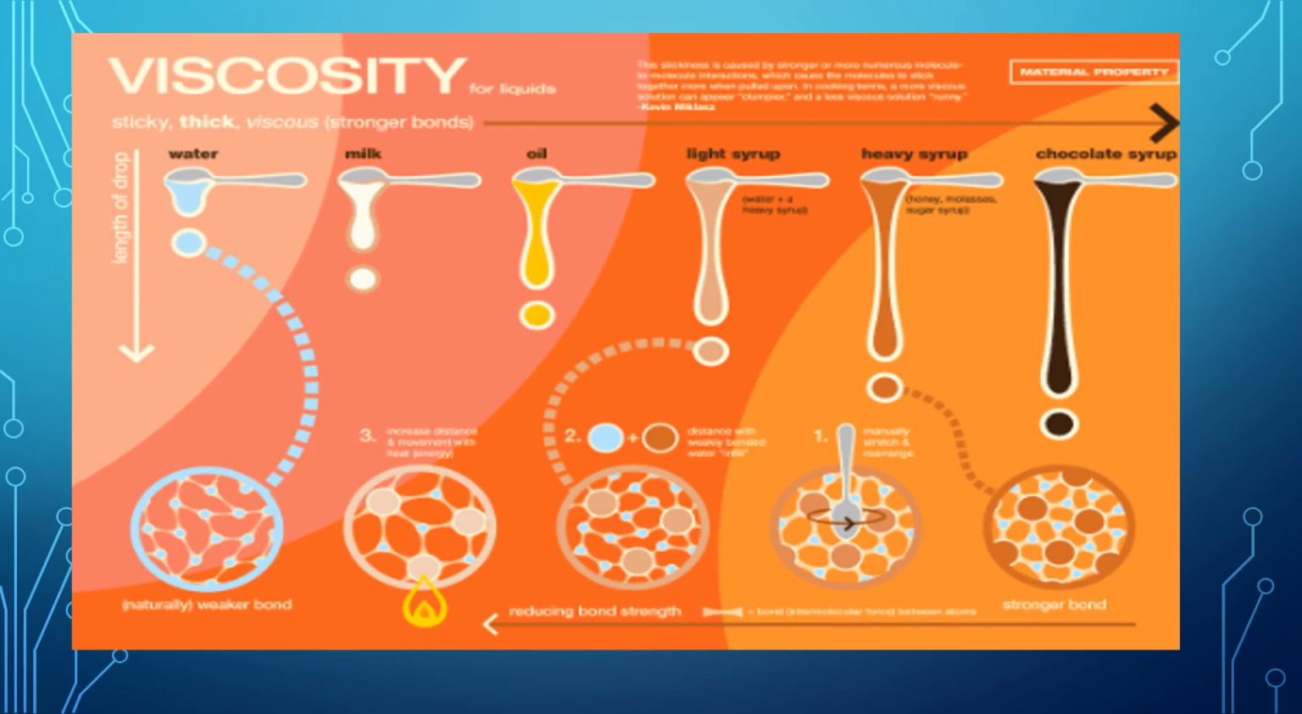So in your module, I have given you a copy of this picture where you can see the viscosity of different liquids. Yan po yung different liquids natin: water, milk, oil, light syrup, heavy syrup, chocolate, and its molecular structure. So mas thick yung bonds pagdating dito sa chocolate syrup. Mas thick, ibig sabihin mas malakas yung bonds nila, mas strong yung kanilang bond kaysa sa iba. So mas mahirap silang paghiwalayin kaysa sa iba.